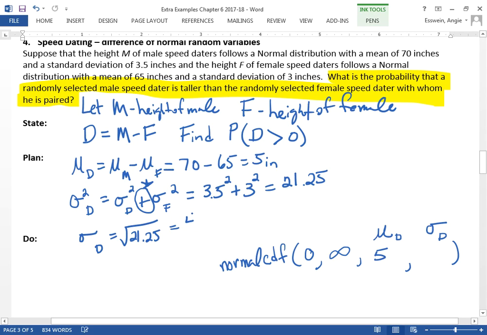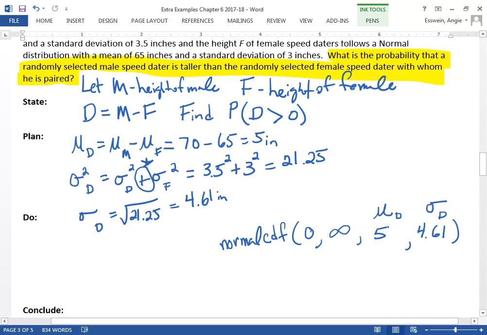So you'll get about the variation of the difference. On average, the differences will be about 4.61 away from 5. So the average difference is 5 with a standard deviation of 4.61. And we want the differences to be greater than 0. There's a good likelihood that they're going to be greater than 0 because 5 is the average. So if you do that on your calculator, you'll get about 0.8610.